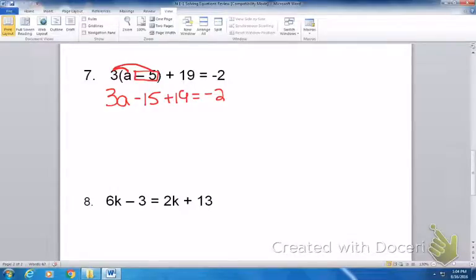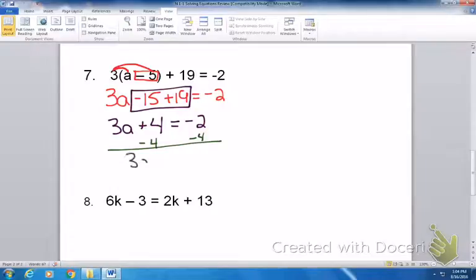Now we're going to combine like terms. It's really tempting to go ahead and add 15 to the other side or subtract 19, but first we need to combine anything we can, and if I look right here, that's negative 15 plus 19. That's 4. So now I have 3a plus 4 equals negative 2, and it's starting to look more like what we had on the last page. So now we want to look for addition or subtraction first. I have plus 4 on one side, so to get rid of it, I'm going to subtract 4 from both sides.